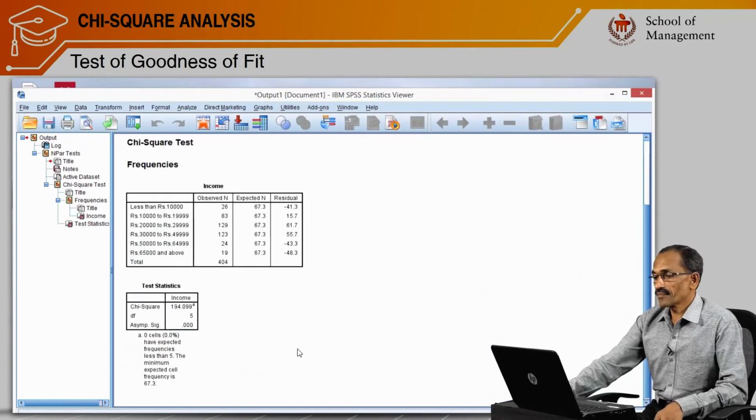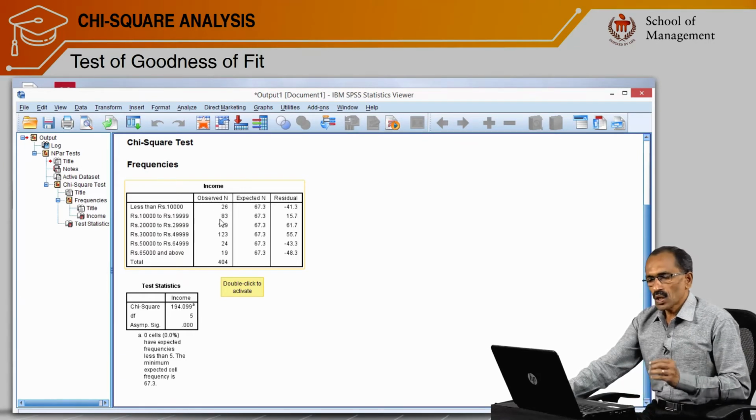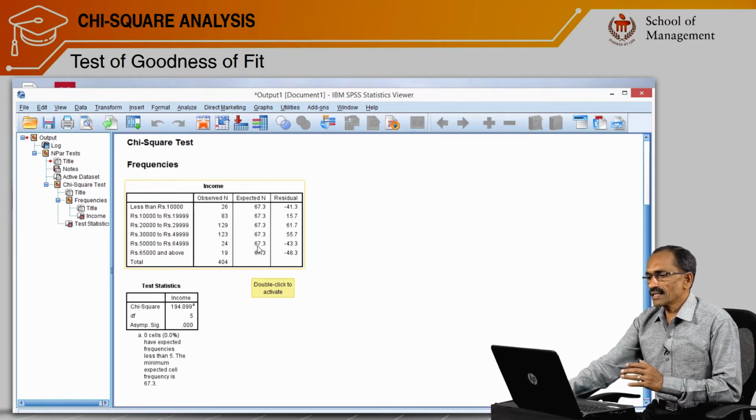Yes, I got the result. Just look at the first table. Our table of interest is the second one, but the first table gives us some basic information. Look at the second column, that is observed N. Observed N means the actual sample that we have got from each category across 404. And expected is 67.3 for every category. This is nothing but 404 divided by 6. So that is an ideal category.